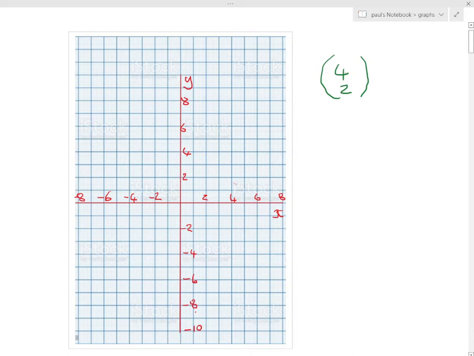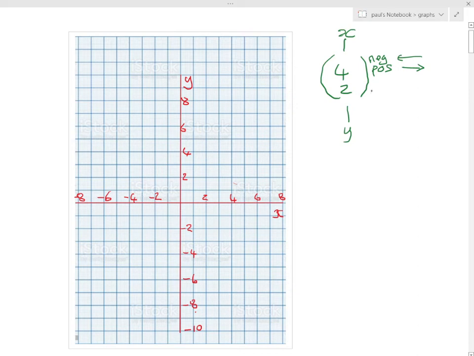Now, the top number is the X, and the bottom number is the Y. And depending on whether or not these are positive or negative tells us the direction we're going to go. So if this is a positive, we go right. If this is a negative, we go left.